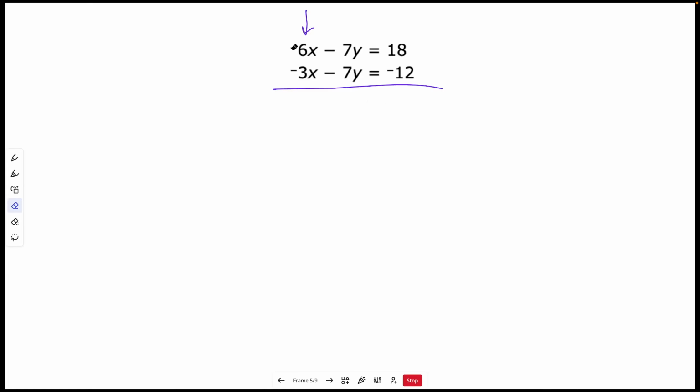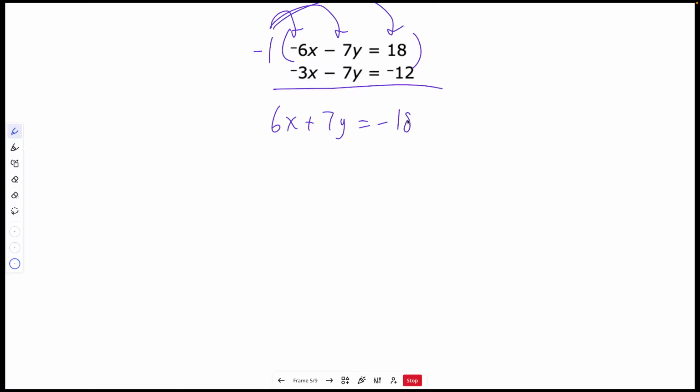But you will notice that the y's have the same number in the front. The same coefficient is the fancy word. If we could make one of them positive and one of them negative, then it would work. The way we do that is we multiply this top equation by negative 1, because multiplying by negative 1 doesn't change a bunch of the numbers. All it does is flip the signs. It's really important here that you multiply everything by the negative 1. So let's do it one more time. Negative 1 times negative 6 is positive 6x. Negative 1 times negative 7 is positive 7y. Negative 1 times 18 is negative 18.